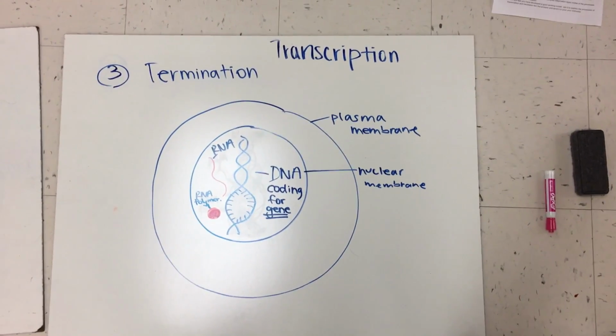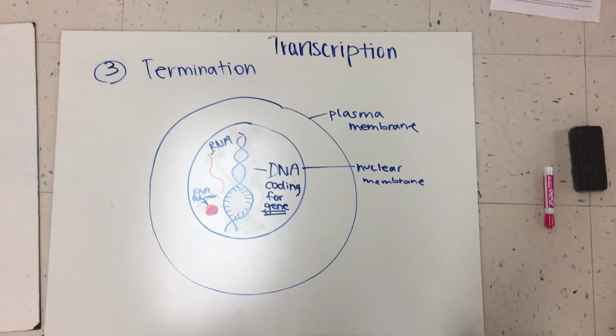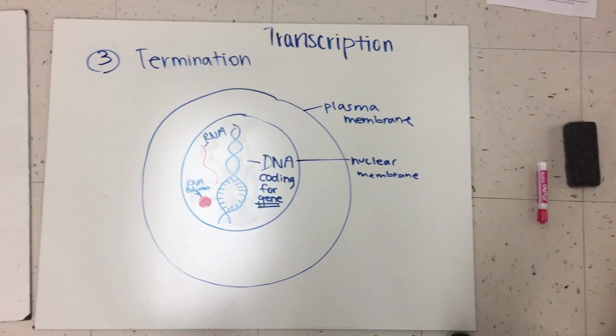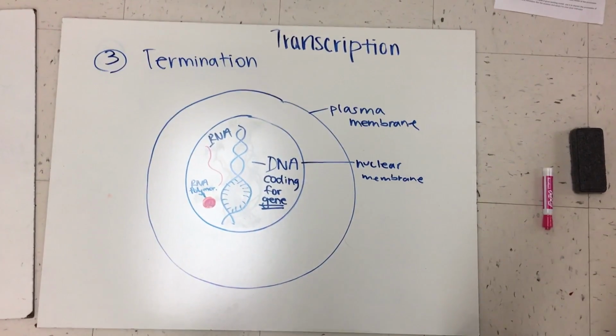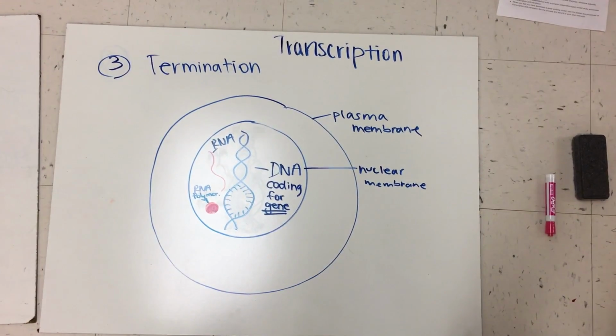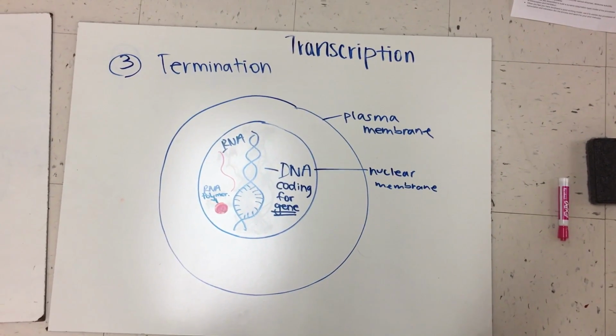The third step of transcription is termination, where RNA polymerase II reaches the terminator region of the protein-encoding gene. All of the enzymes and factors are released, and the product of these steps is pre-mRNA.